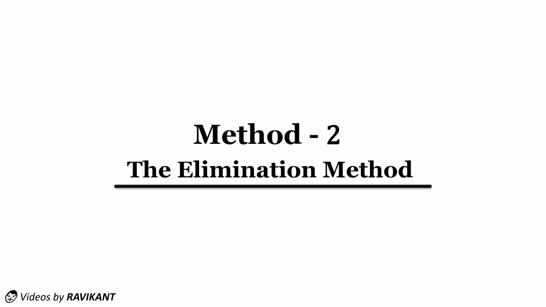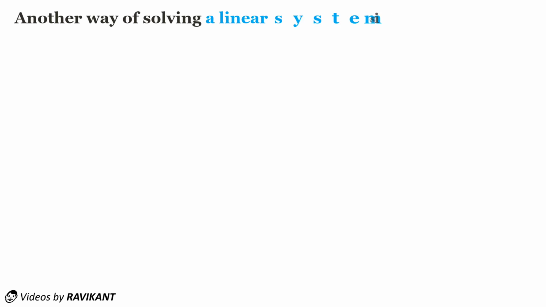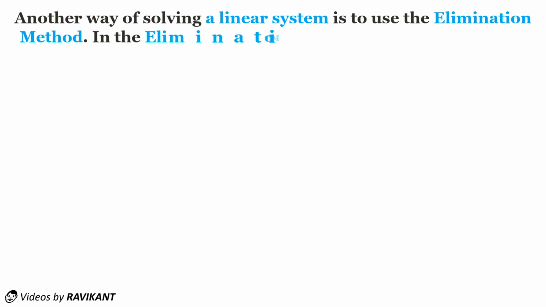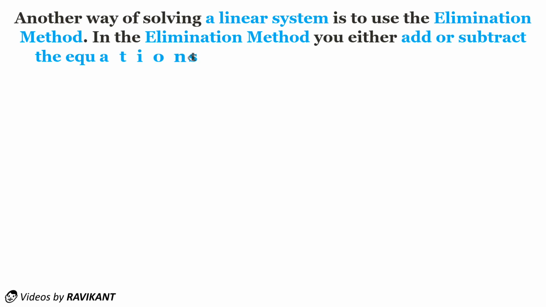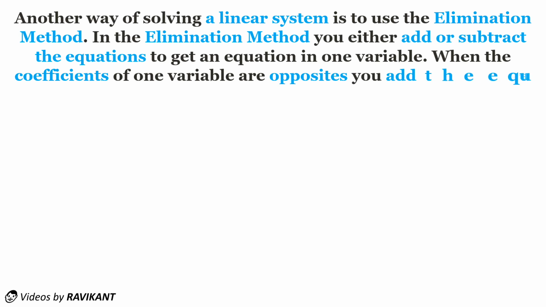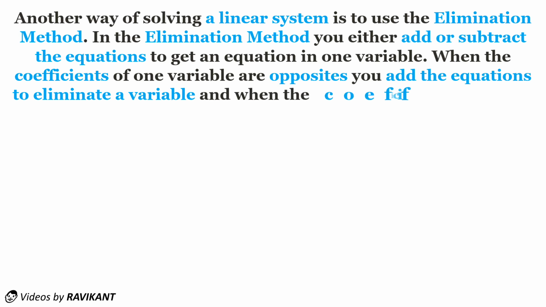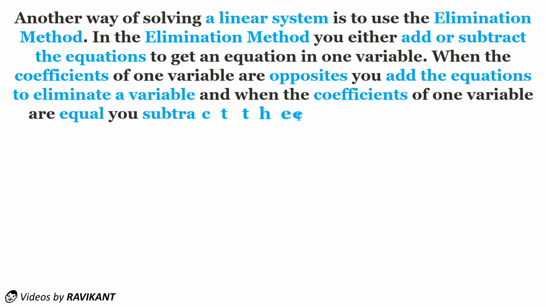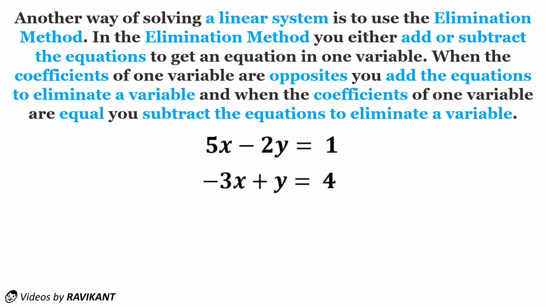Now let's go through the second method, which is the elimination method. This method says that we eliminate a variable by adding or subtracting the equations. So directly it means that we will get an equation in a single variable, and from here we can find the value of that variable. So we understand the elimination method by solving our given linear system. Now we have to eliminate a variable so that we can find the value of the other variable.